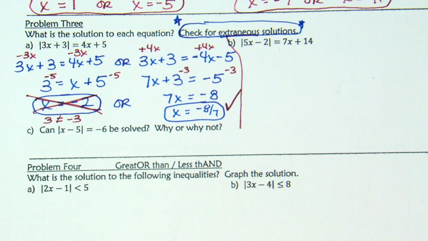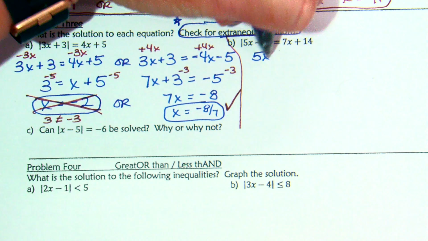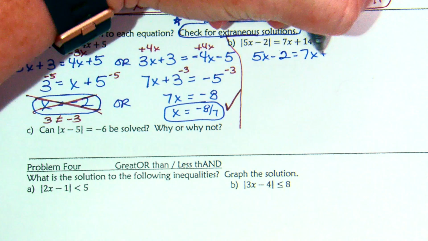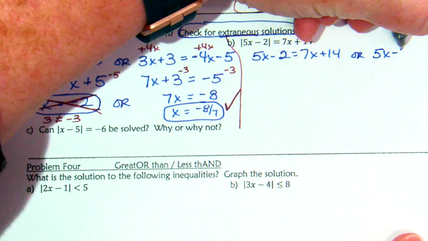What's the first one? The given? 5x minus 2 equals 7x plus 14. Or, what's the second one? 5x minus 2 equals negative 7x minus 14. Okay, good. Still 5x minus 2. That does not change. And then changing the signs on the right, so negative 7x minus 14.